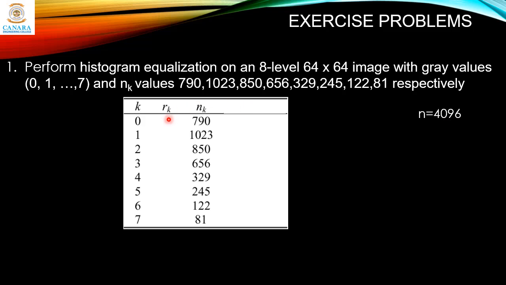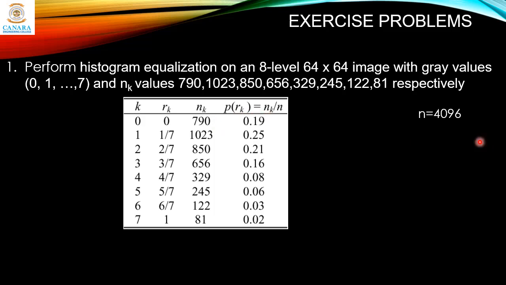Next we'll write the rk values. rk is basically the normalized value. So we are normalizing the gray levels: 0, 1 by 7, and so on, where the maximum value is 7. You divide the k value by 7, and you will get the normalized value, which is rk here. So 6 by 7, and 1 is the maximum. And you can also normalize the nk value. nk divided by 4096 will give you the normalized value, which is p of rk. So p of rk is nk by n. You calculate it and you will get these values.